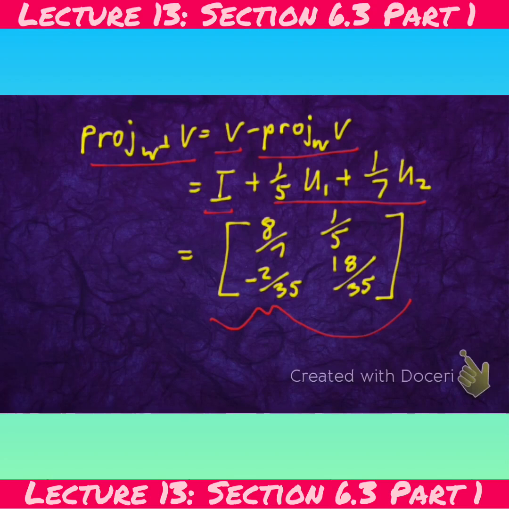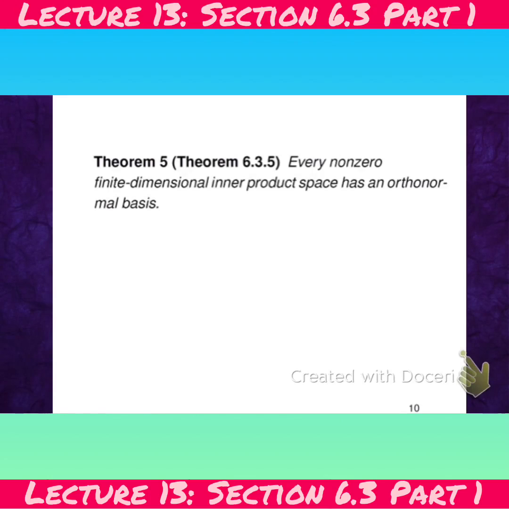Now we can go on to the Gram-Schmidt technique. What we're going to do is take a basis for a subspace, and then turn this basis into an orthogonal basis. Theorem 5 deals with the fact that every non-zero finite dimensional inner product space has an orthonormal basis.